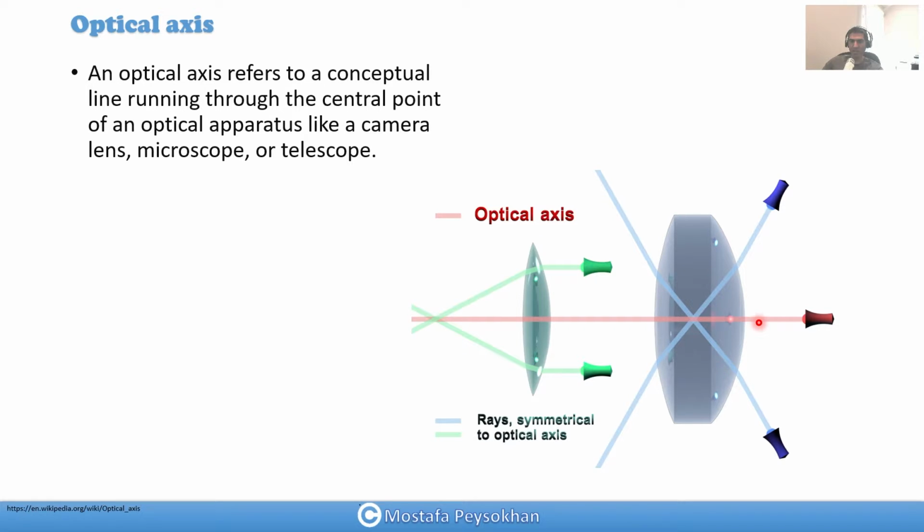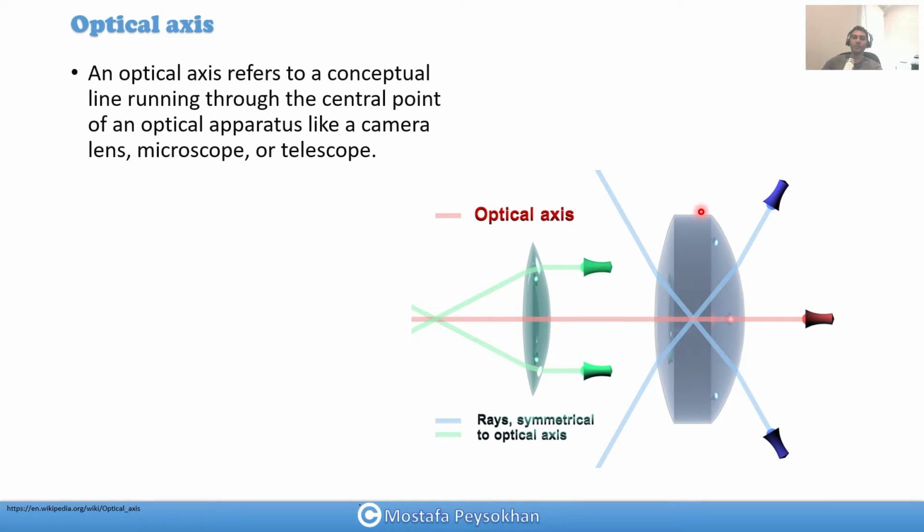In some systems, we don't have a true rotationally symmetric axis, like the system that you have astigmatism. But for that optical system also, you have two planes of symmetry. So the coincidence line of these two planes of symmetry is your optical axis.